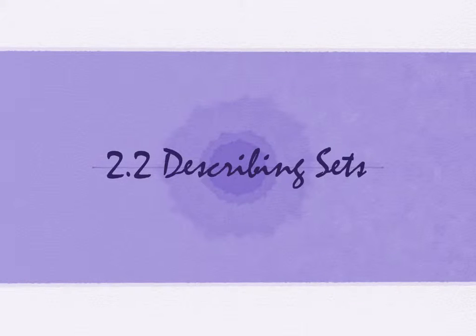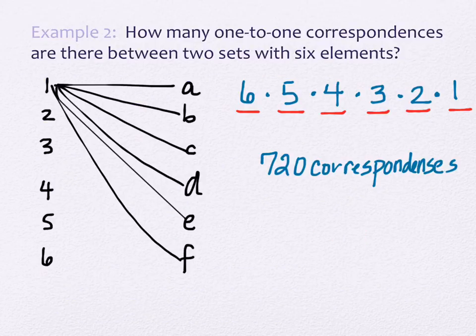We were in the middle of section 2.2 when we left last time, and I believe we're on example 7. Does that sound right? Okay. Let me get to that point.